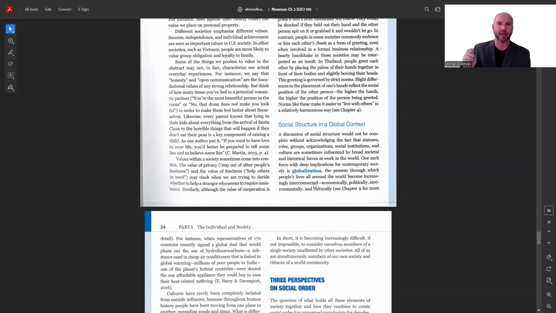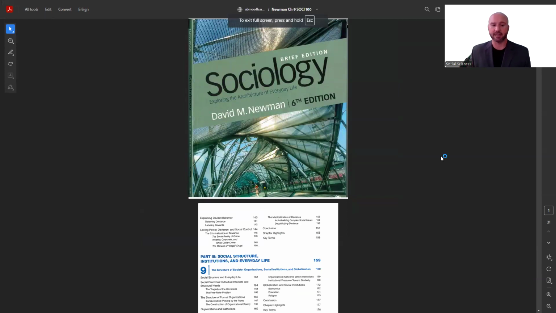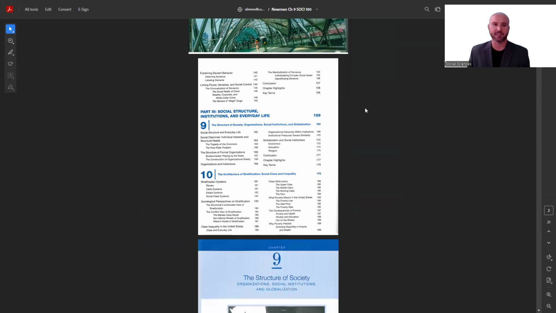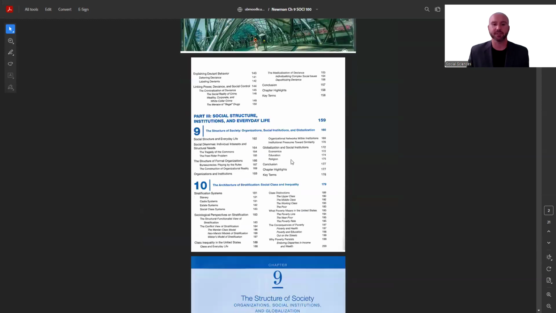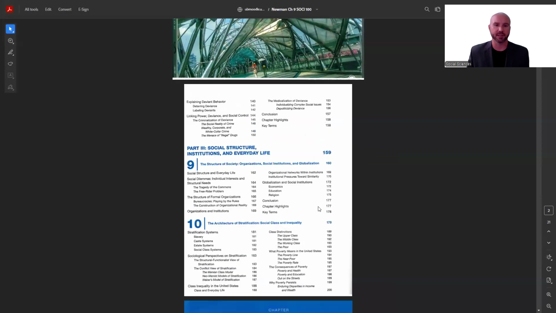So let's do just that. Okay, so this is chapter 9. And as you can see, it has the book cover and it has a detailed chapter outline. Chapter 9 is only 16 pages. And again, I'm going to assign the entire thing for your midterm exam. So you are responsible for all of this content.